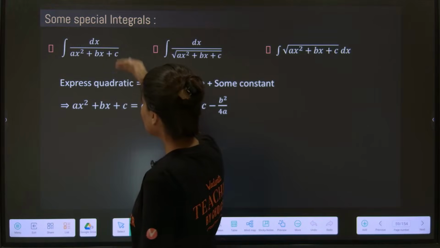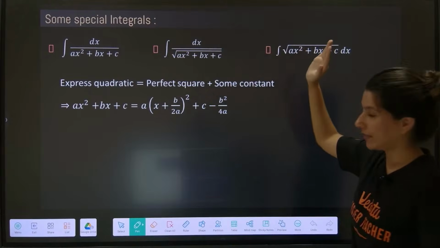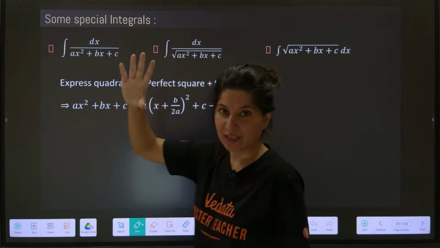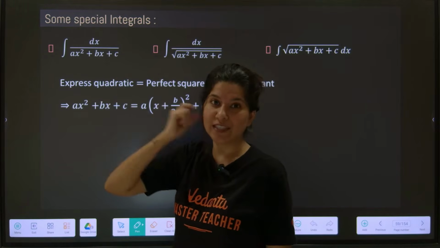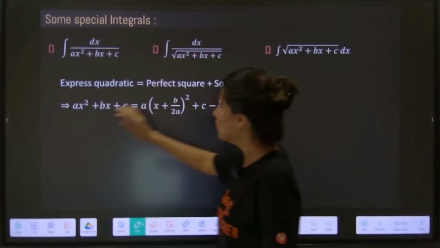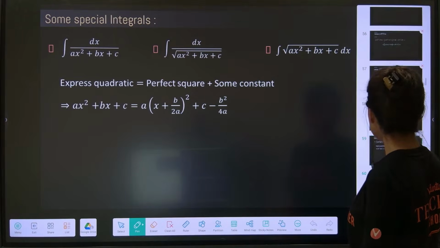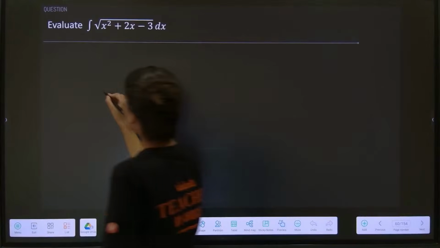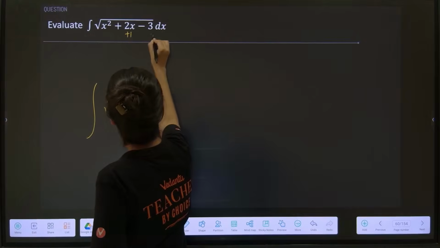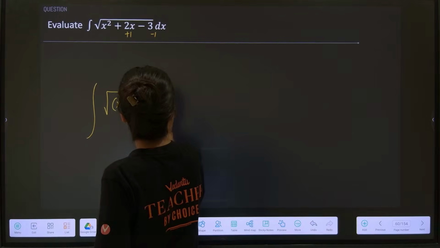Okay. Whenever you see 1 upon quadratic, 1 upon root quadratic or root quadratic, three things, same medicine. Three types of integration, same medicine. Just make a perfect square. I hope that you know how to make a perfect square. For example, this root quadratic. Make a perfect square. So x square, please add 1 and subtract 1. So this is x plus 1 whole square minus 2 square.